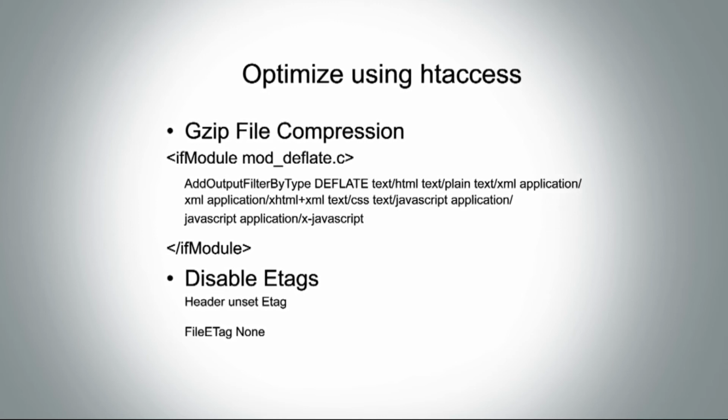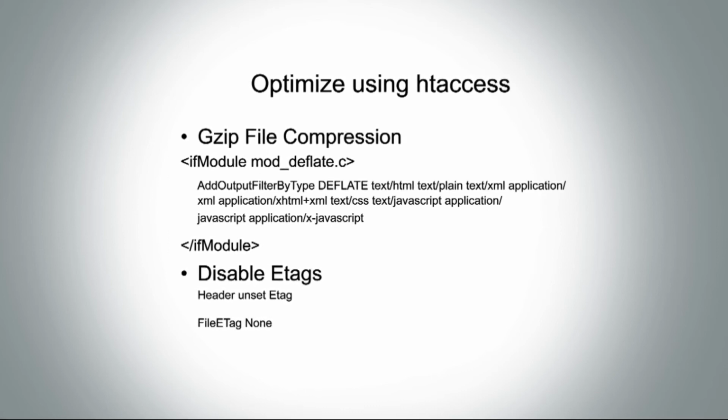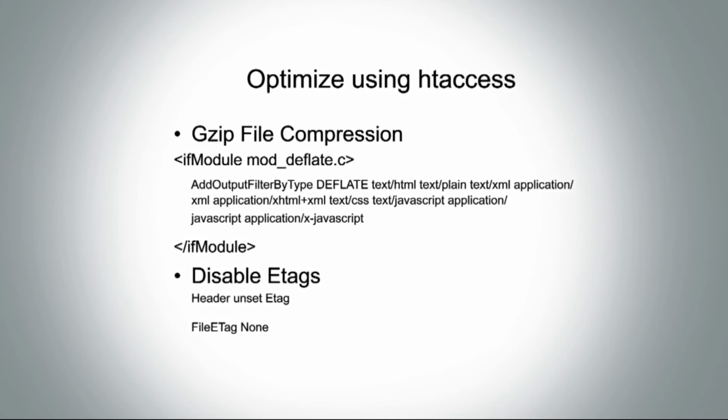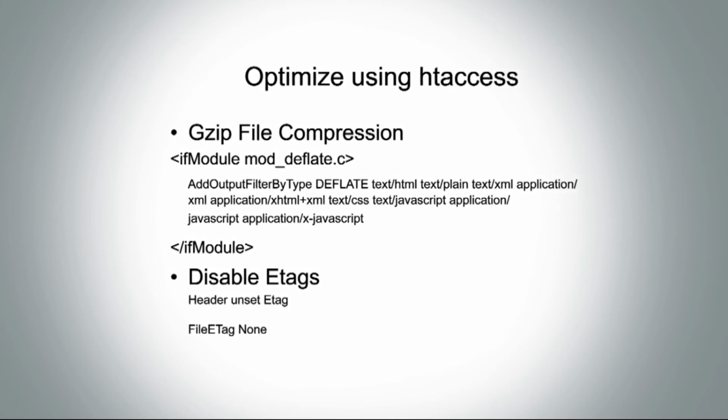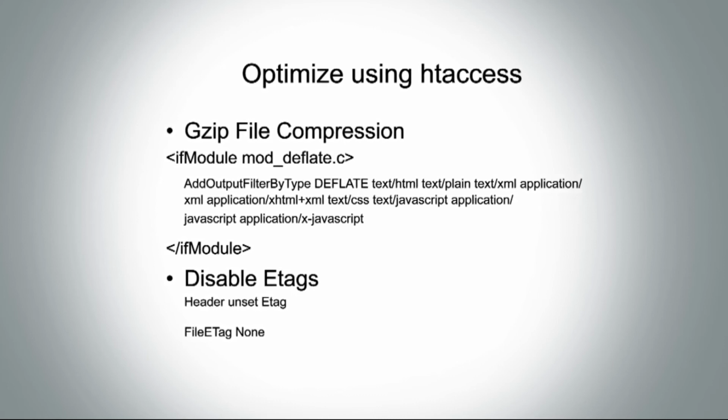And similarly, ETag is an entity tag. It is an identifier used in HTTP which tells the server whether the current data matches the previous one or not. I mean, it is used for cache. But we have already used cache and other things, and since it takes time for validation, let's not use this. It is an extra burden. So we can disable this by Header unset ETag and FileETag None.